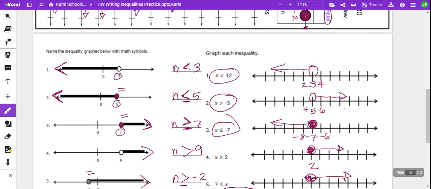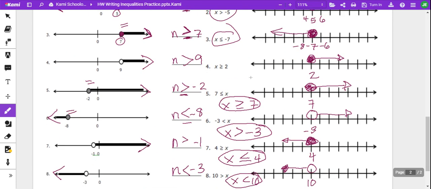Okay, we're going to finish up on the back here. So this is the rest of the video. Towards the bottom, we need to rewrite number 5 with the variable first, then the symbol, then the number. 6, 7, and 8 need to be rewritten with the variable on the left side. So you can check your work, make sure the symbols are going in the correct direction and the shading is correct.